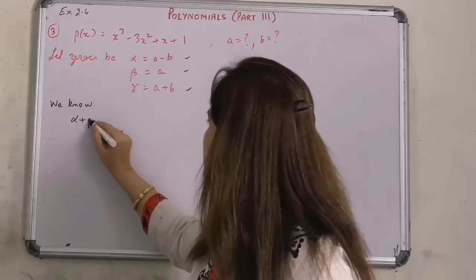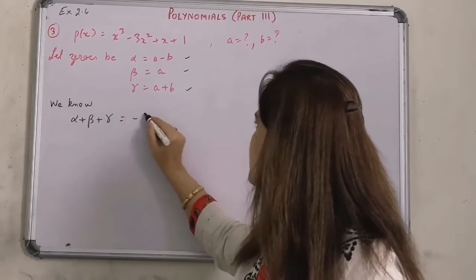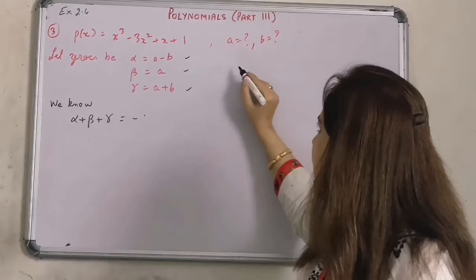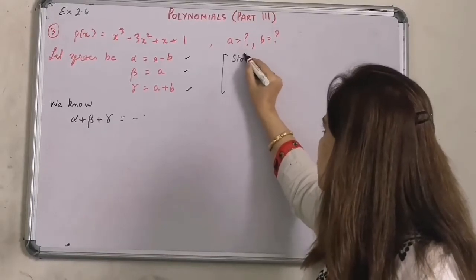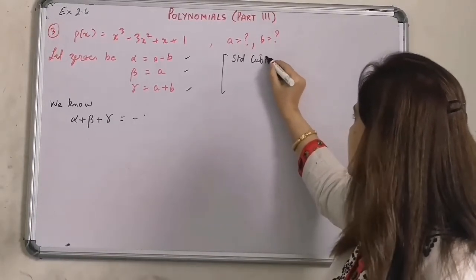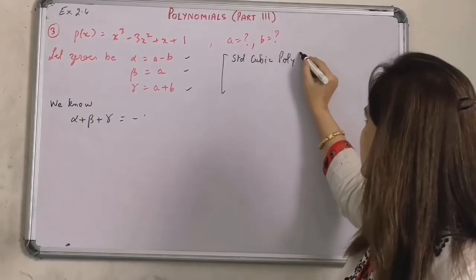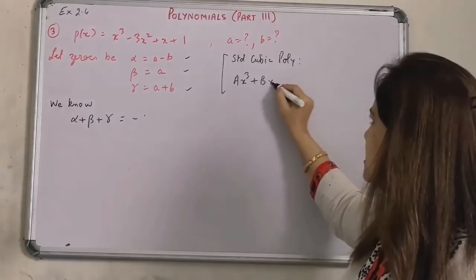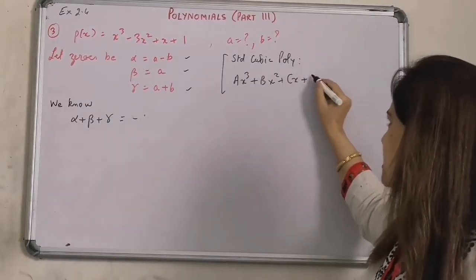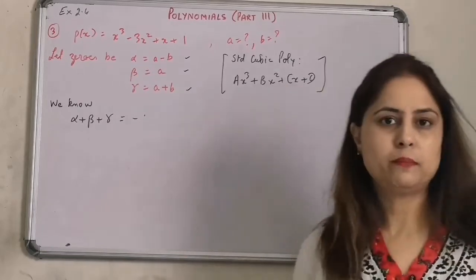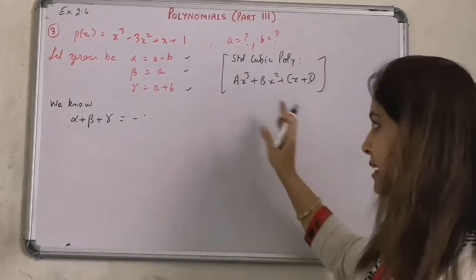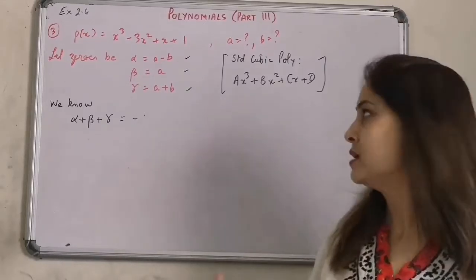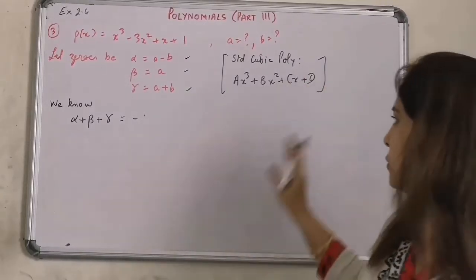sum of the zeros of the polynomial is equal to minus b upon a. Since a and b are already being used, I am taking the standard cubic polynomial as capital A into x cube plus capital B into x square plus capital C x plus capital D. I am using capital A, B, C and D over here so that I can differentiate between a and b, that are being given in the question as zeros, and the coefficients of the cubic polynomial.